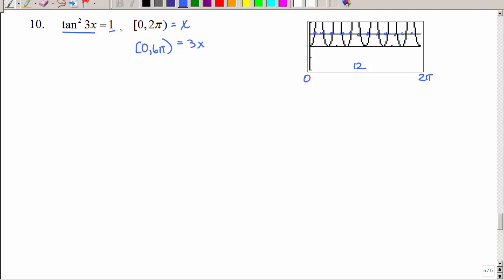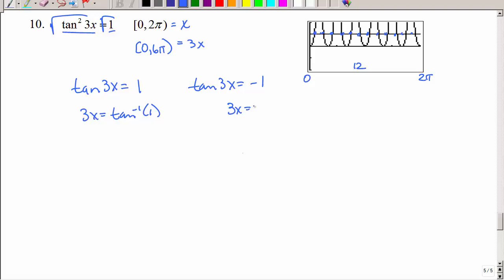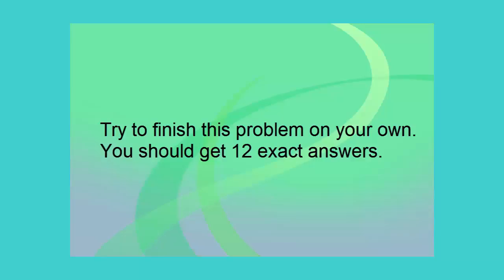The good news is there's not a lot of algebra. You're not going to have to factor anything here. So we're going to take the square root of both sides. So I have the tangent of 3x equals positive 1 and negative 1. Remember, plus or minus. Then I'm going to take the inverse tangent of 1 and the inverse tangent of negative 1.